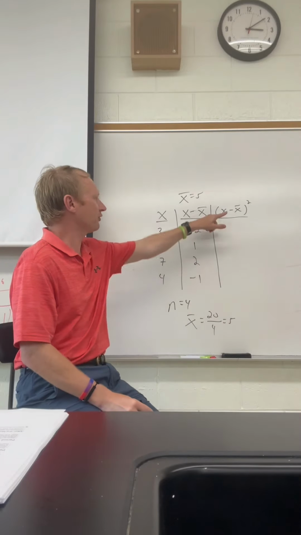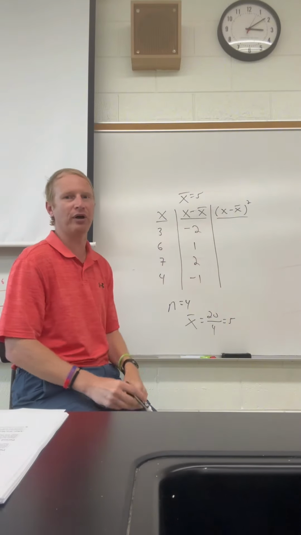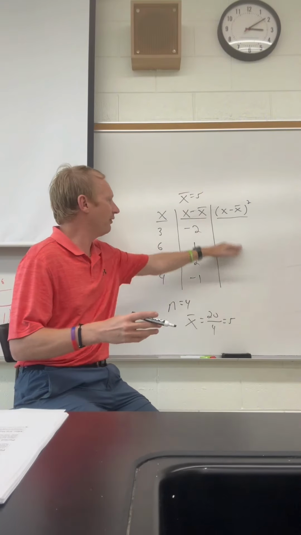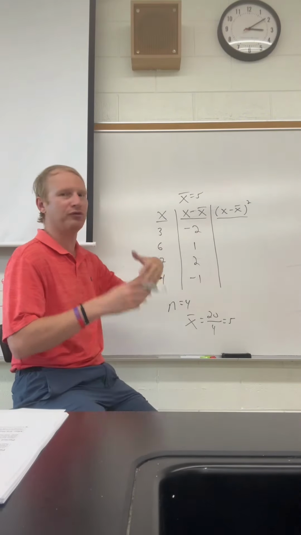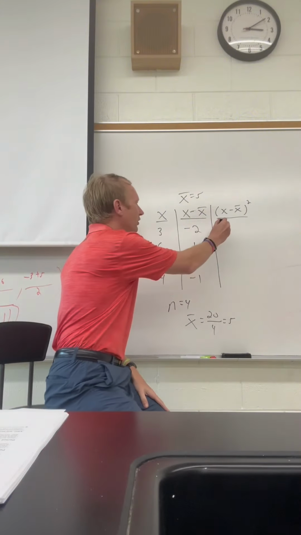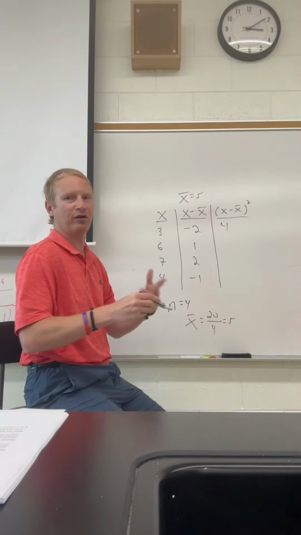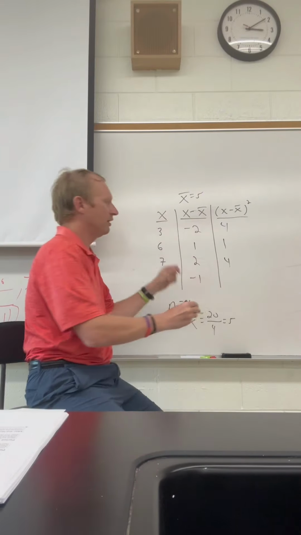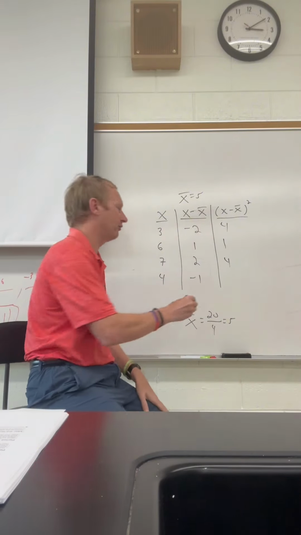Next thing we're going to do is we're going to square the result. So each of these is going to be squared. Now when we square a number, it's always positive. So every number here is positive, right? Because negative 2 squared is negative 2 times negative 2, which is positive 4. 1 squared is 1 times 1, which is 1. 2 squared is 2 times 2, which is 4. Negative 1 squared is negative 1 times negative 1, which is 1.